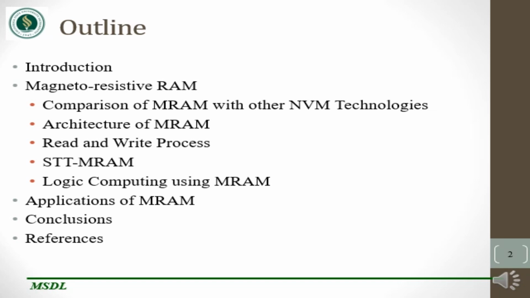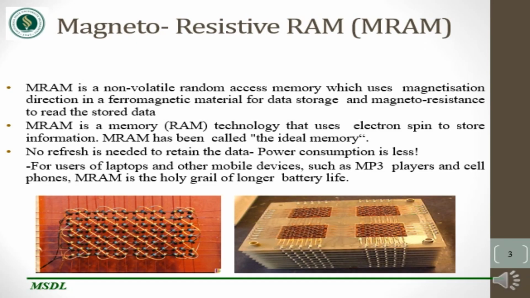MRAM is a promising candidate to challenge the CMOS-dominated memory world with its high endurance to temperature, high speed performance, non-volatility, and low cost. Now let us discuss what is MRAM.